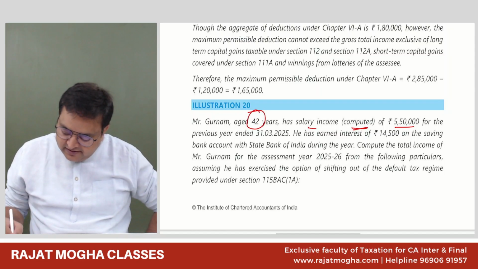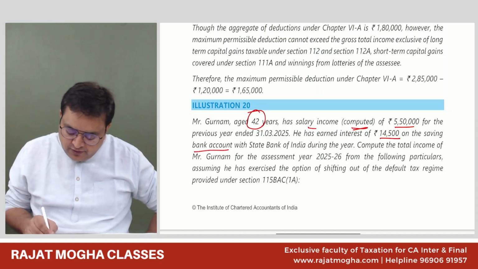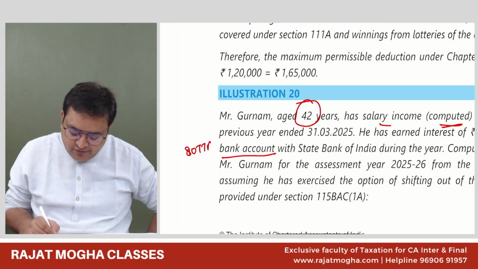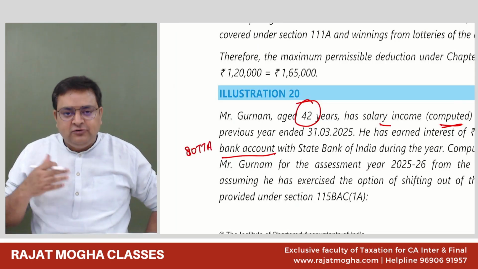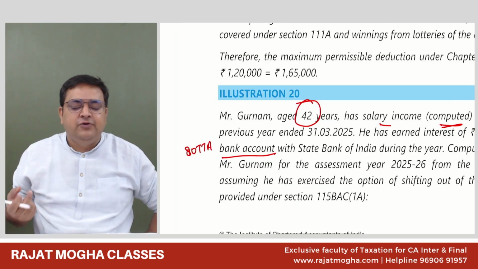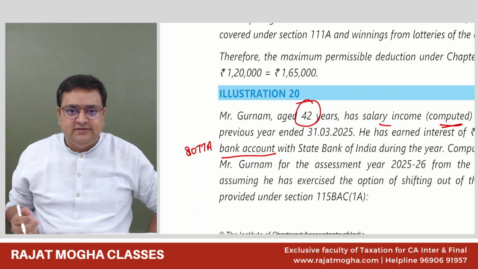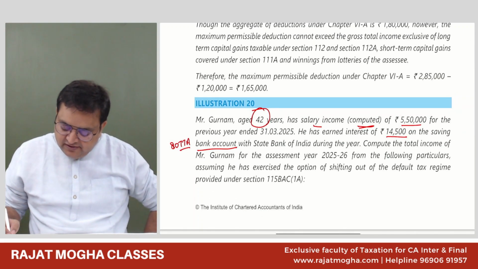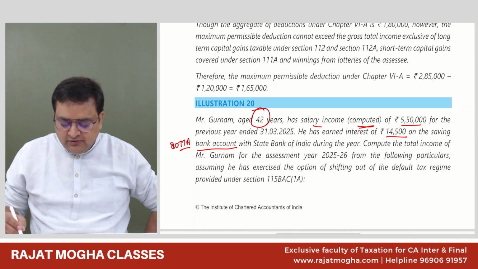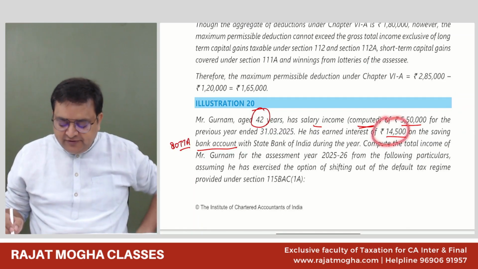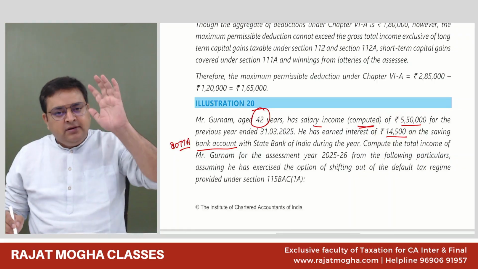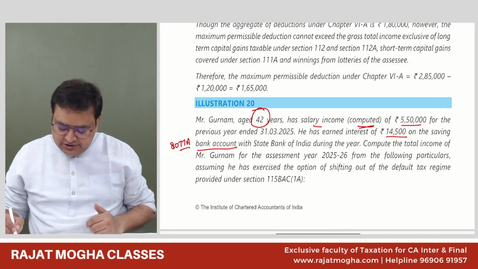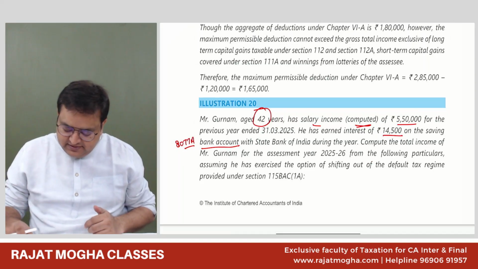He has earned interest of 14,500 on the saving bank account. So on saving bank account, we understand 80TTA would be there. 80TTB could also have been there if this guy were a senior citizen, but he is not a senior citizen. So 80TTA would be there over here. How much 80TTA can we give? Maximum 10,000 rupees. 14,500 first include in his income from other sources, make it part of GTI, and after that give 80TTA deduction. So this is easy.